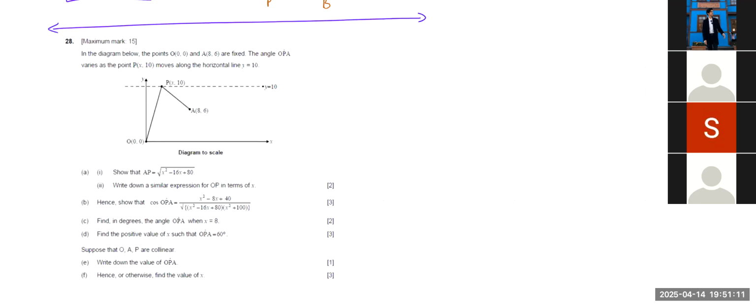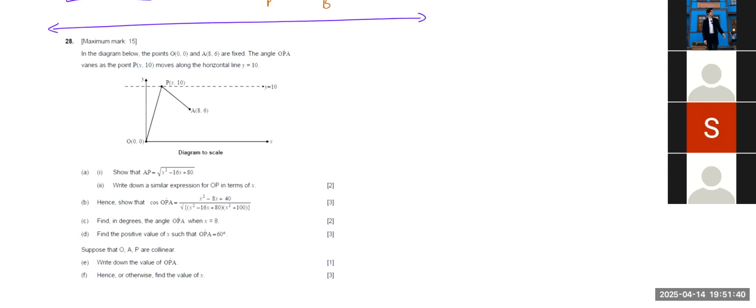Okay, so we have a painful looking question this time. We have a bunch of points. Let's read through this carefully. So we have the origin, nice. Point A, right there. We have an angle, OPA, which is this guy. And there's a point P which we're not really sure of. All we know is that the y value is 10, but we don't know what the x value is. So it could be anywhere on this line actually.